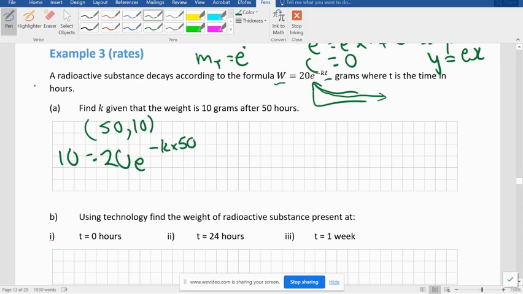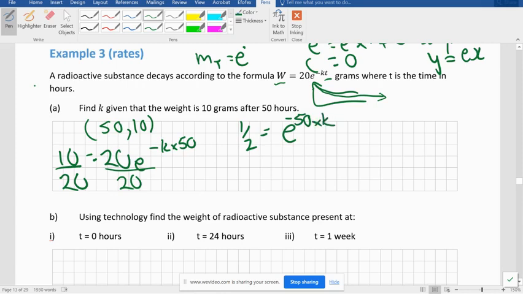And a lot of you might want to just take the log of both sides straight away. Don't take the log of both sides until you've got e equal to stuff, okay? So at the moment, there's a constant out the front. So just realize when you're doing these questions, do not take the log unless you've just got e to something, okay? So let's just divide both sides by 20 first, and you'll get a half is equal to e to the 50 minus 50 times k.